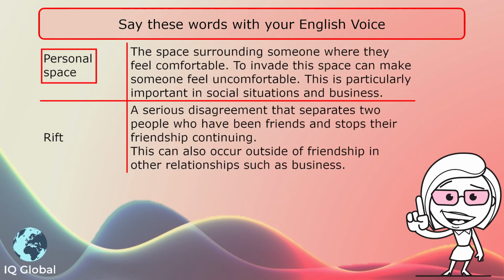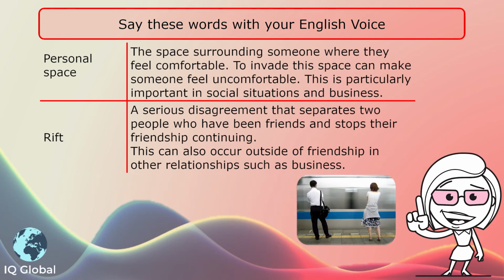Personal space. This is the space surrounding someone where they feel comfortable. To invade this space, to come too close to somebody, can make some people very uncomfortable. This is particularly important in social situations and business. If you meet someone for the very first time at maybe a party, you would never stand too close to them or invade their personal space, as this would make them uncomfortable.